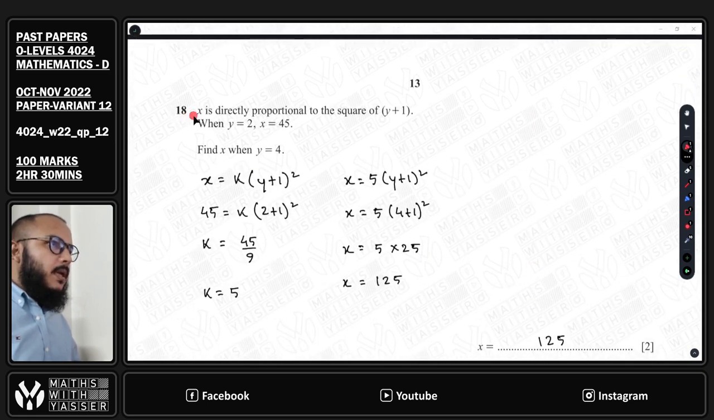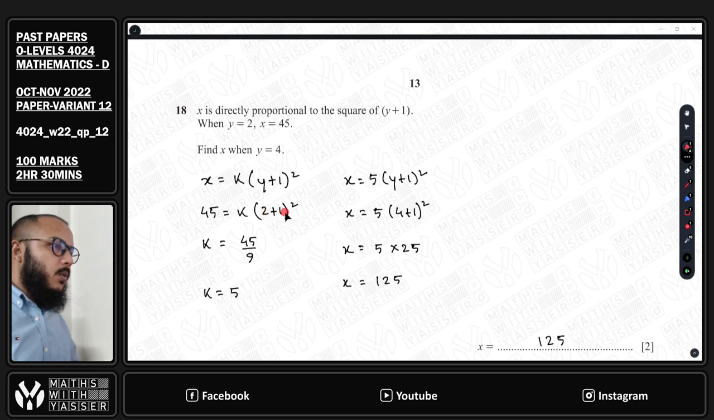Question number 18. X is directly proportional to the square of y plus 1. And when y is equal to 2, x is equal to 45. Find x when y is equal to 4. So since x is directly proportional to the square of y plus 1, we can say x is equal to the constant k times y plus 1 squared. And in order to find the value of k, we can use this information. So we are substituting the values. X is 45 and y is 2.